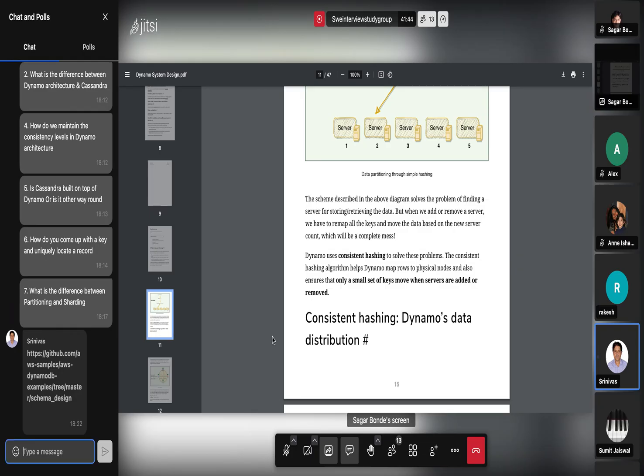If you add a node after the third node, that means three, four, five, six, all the nodes' keys should be remapped. That's how we are doing it. That's a very valid question.